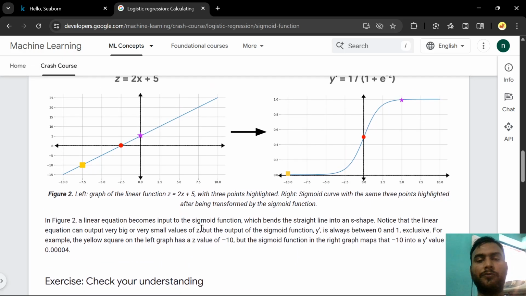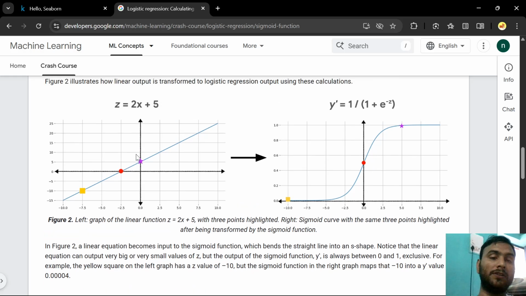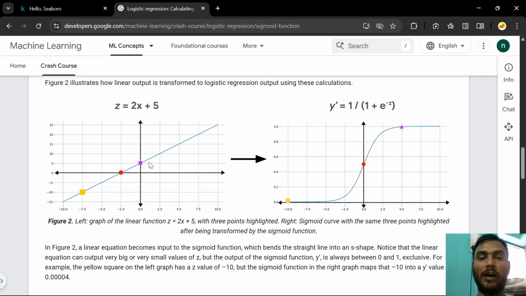In this case, the linear equation becomes input to the sigmoid function, which bends the straight line into an S-shaped curve. Notice that the linear equation can output very big or very small values of z, but the output of the sigmoid function y is always between 0 and 1. That is the core reason why you use the sigmoid function, because in the linear equation the output value can be very large or very small. And also there is a difference in how we calculate loss in logistic regression compared to how we calculated it in linear regression.